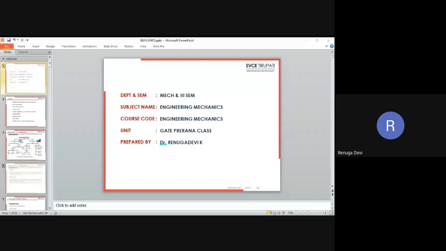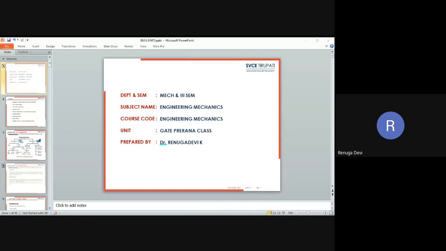So this is the first session. I'll start my session. The topic is engineering mechanics, and here I have taken it in the format of our SVC PPT. Okay, so engineering mechanics class. Actually, the syllabus is the basic principles involved in engineering.